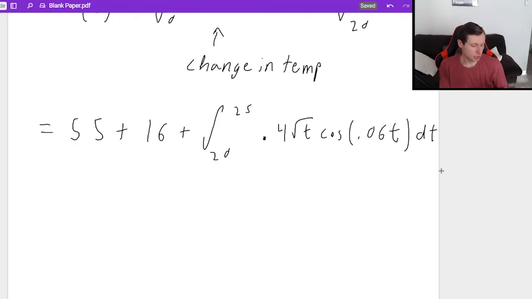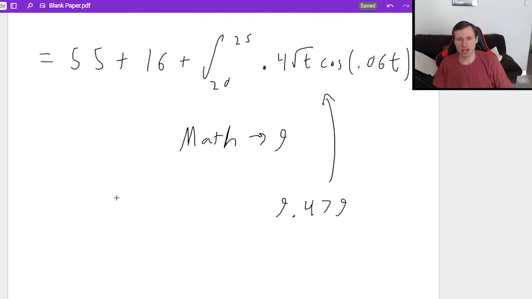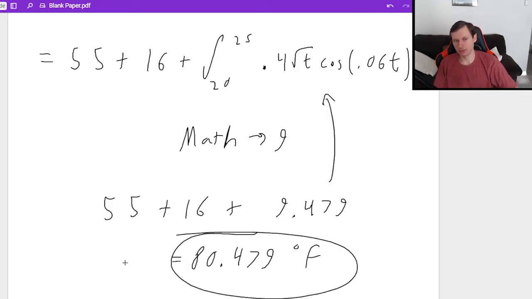So now I'm going to plug in just the integral right now in my calculator. The way I'm going to do that is I'm going to hit Math 9 on my TI-84 Silver Edition calculator. That will bring up the little integral symbol, and I just plug it in. And if I do that correctly, then this integral is just going to be 9.479. I only have to go to 3 decimal places. And then if I add these three numbers all up together, then I'll get a final answer of 80.479. And this is measured in degrees Fahrenheit.